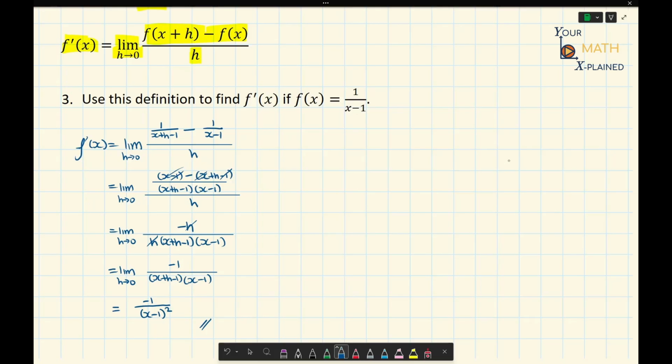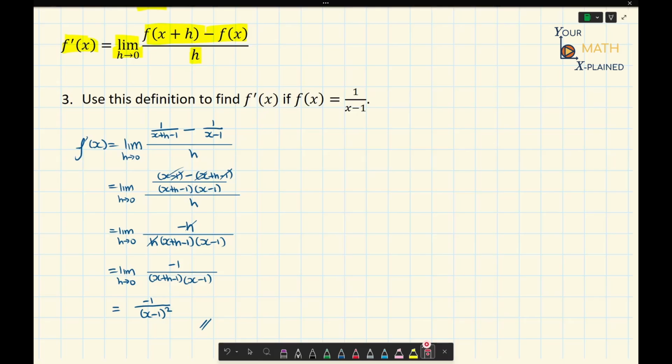So why is this useful? Well, this gives us a general formula for finding the slope of the tangent line at x for the curve f of x. And once we find this general formula, it doesn't matter how many different x values you throw at me. All I need to do is substitute in that value in, and I can find the slope.